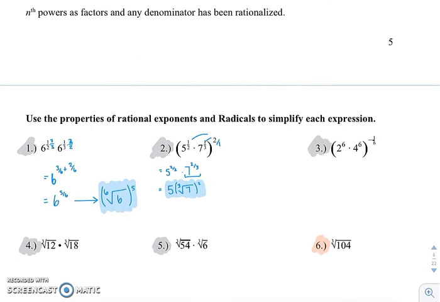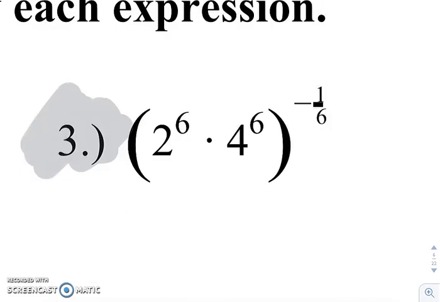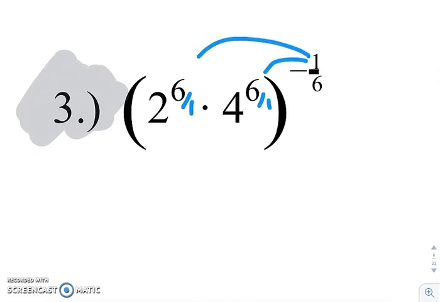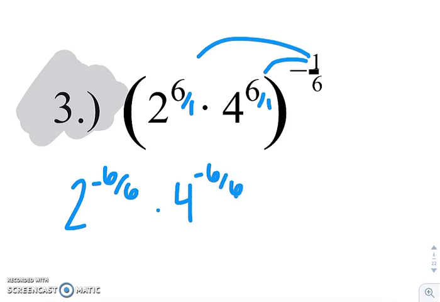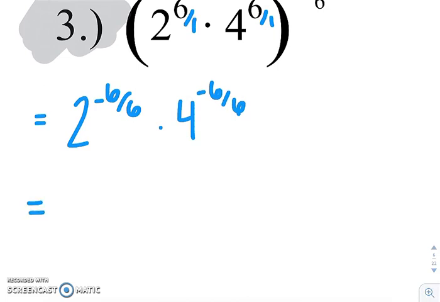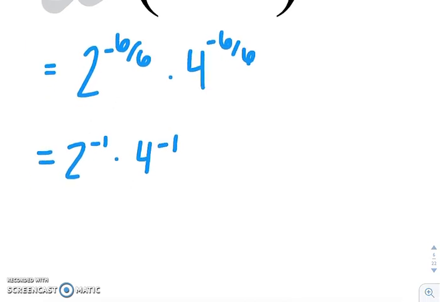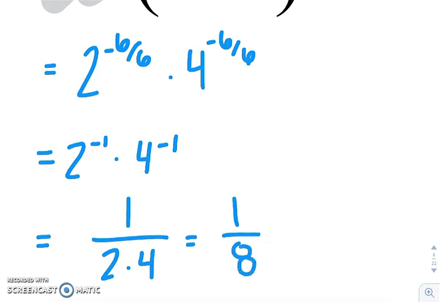So number 3. Same idea, I'm going to make everything a fraction. So if we distribute that power in here, this becomes 2 to the negative 6/6 times 4 to the negative 6/6. So 6 over 6 is just 1. So this actually becomes 2 to the negative 1st times 4 to the negative 1st, but we can't have negative or fraction exponents. So both of those will get moved to the bottom. So this becomes 1 over 2 times 4, which is 1/8.